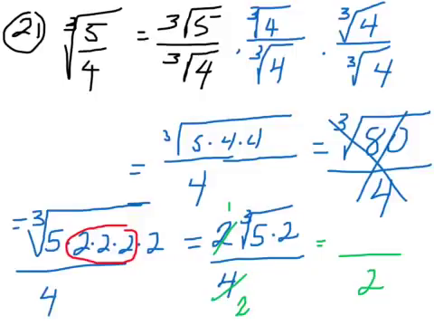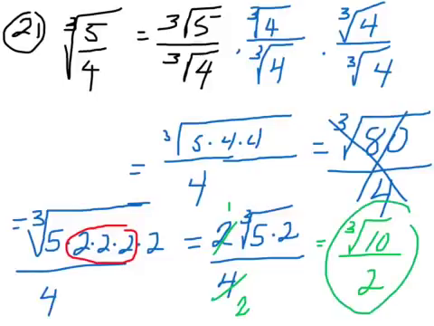Now, inside, I can't pull any more factors out. Those are prime on the inside. I can see there's not 3 of a kind of anything. So 5 times 2 is going to be 10. So we have the cube root of 10 over 2, and that would be our answer for 21. It must look like that or it's not correct.